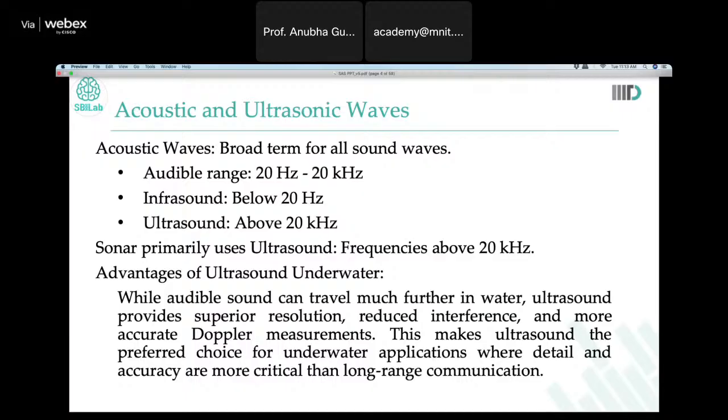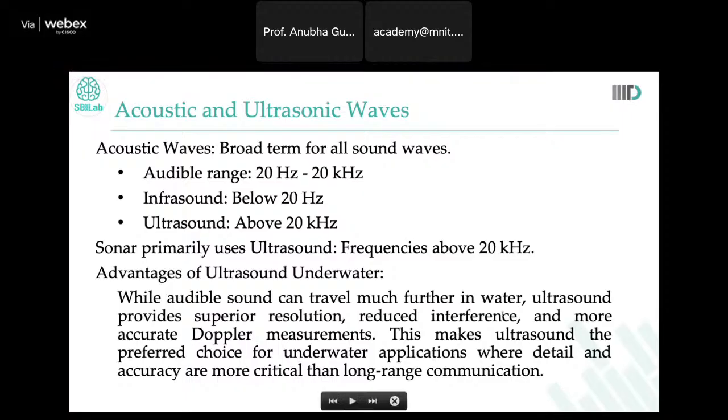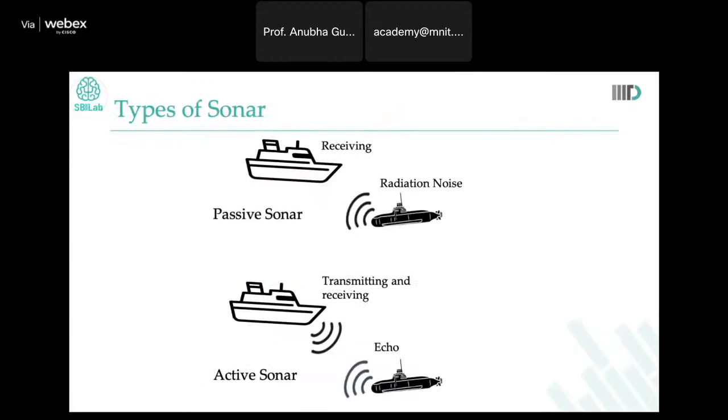And ultrasound is above this audible range, about 20 kilohertz. Primarily, sonar uses ultrasound, that is frequencies above 20 kilohertz. And there is an advantage why we use these waves, because while audible sound can travel much further in water, ultrasound provides superior resolution, reduced interference, and more accurate Doppler measurement. So this makes ultrasound the preferred choice for underwater applications.